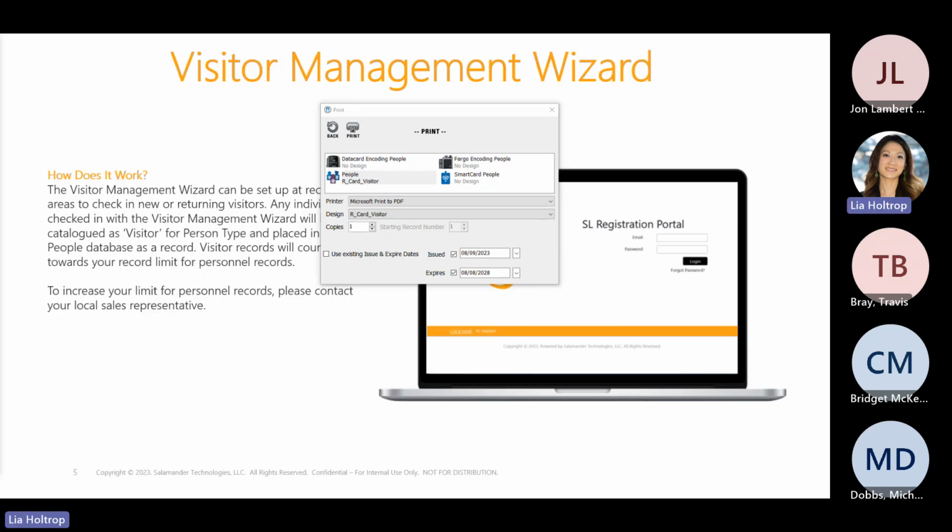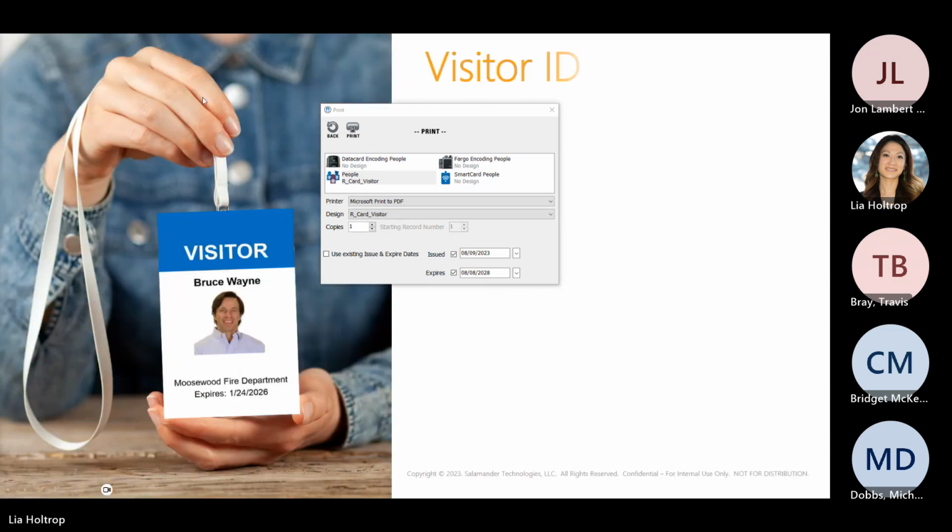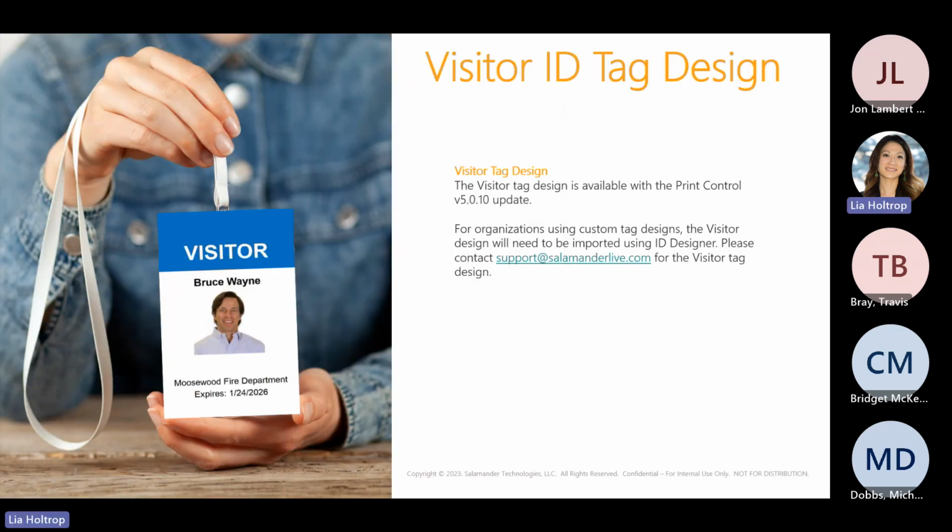So with the visitor ID card, we recommend that you use this new visitor tag design. This is available with our newest print control update. That's version 5.0.10. Now, unlike our previous version, the 5.0.9, there is no need to uninstall your current print control to get this update. So simply just go to printing. If you don't have the newest version, it should pop up for you to update it.